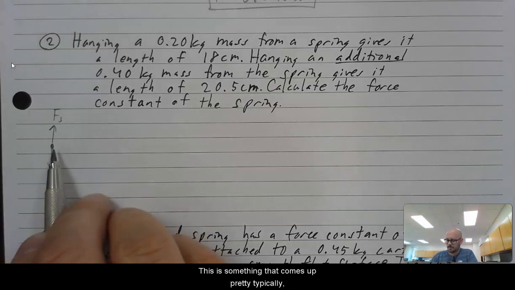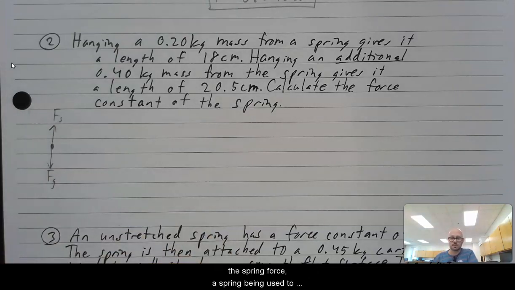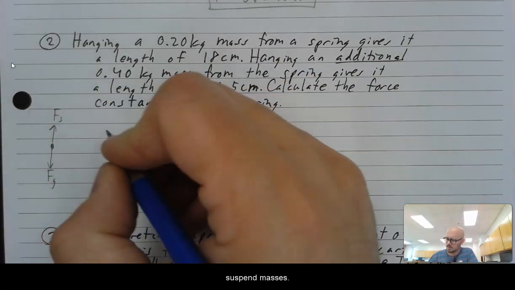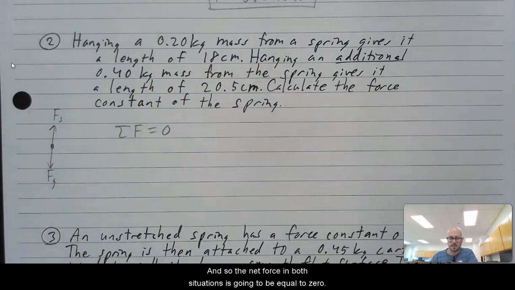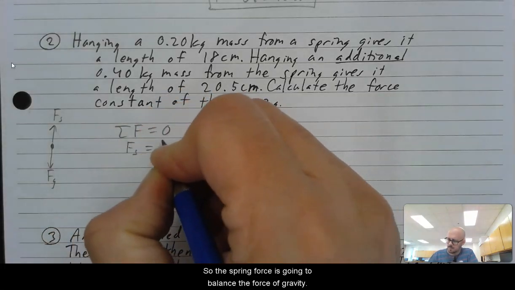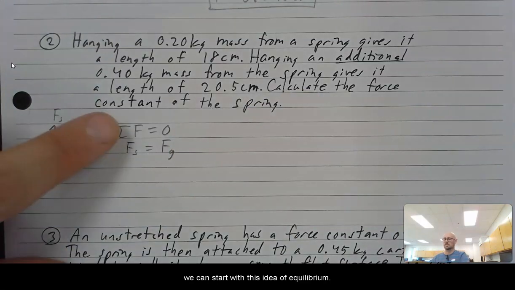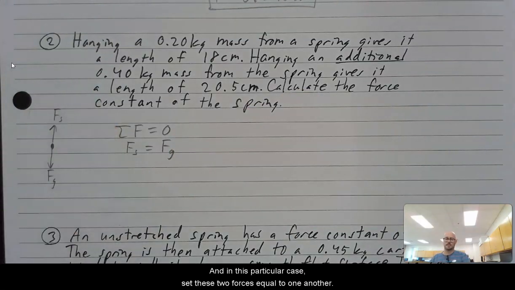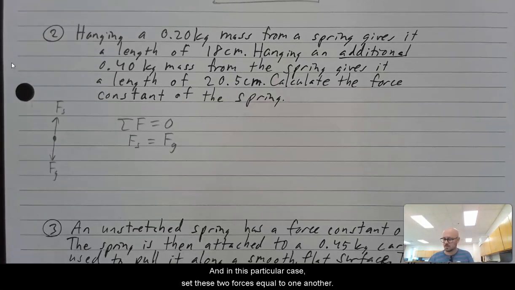This is something that comes up pretty typically, a spring being used to suspend masses. And so the net force in both situations is going to be equal to 0. So the spring force is going to balance the force of gravity. So when something is hanging at rest, we can start with this idea of equilibrium, and in this particular case, set these two forces equal to one another.